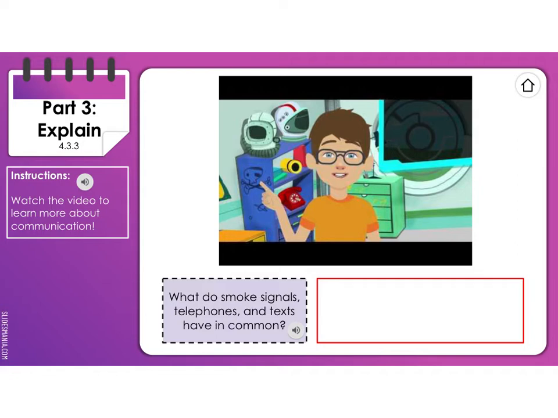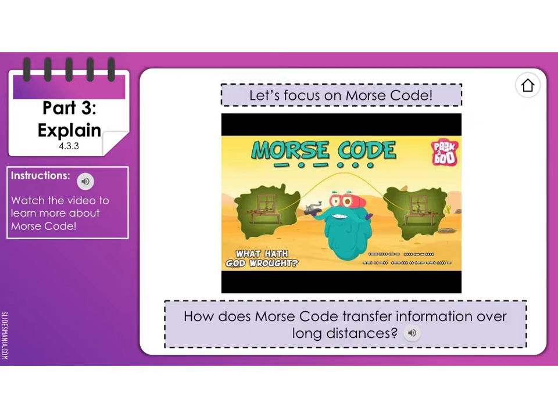When you're watching videos, don't forget to go in present mode. It's a little bit easier to access and it looks better on your screen. And then after the video, you're going to answer the question, what do smoke signals, telephones, and texts have in common? On the next slide, there's another video, and this time, though, you're going to learn about Morse code.